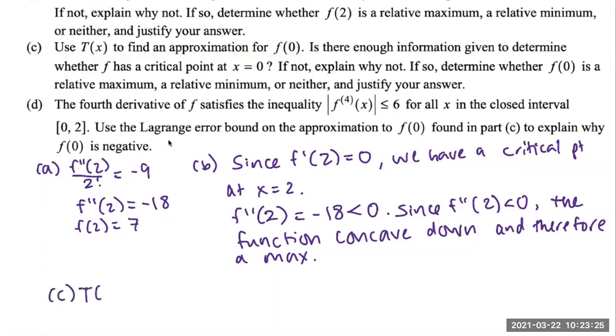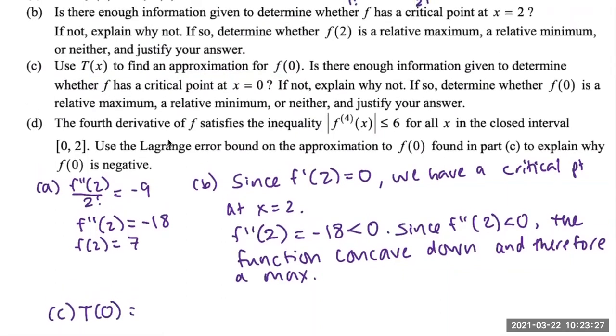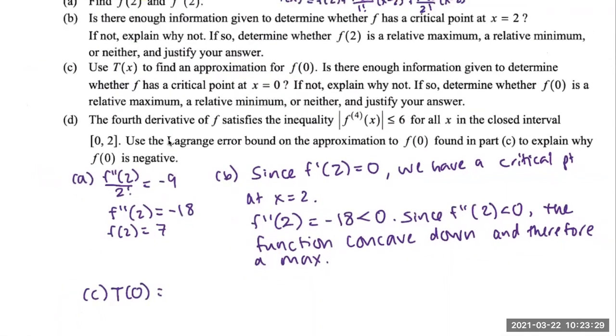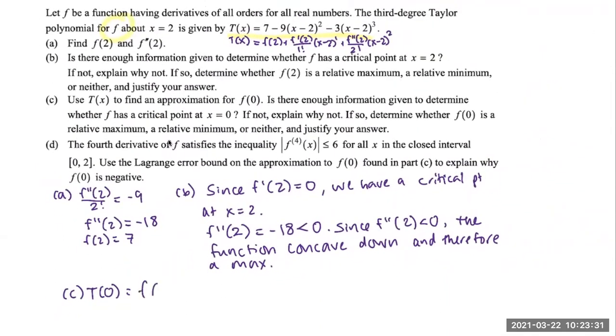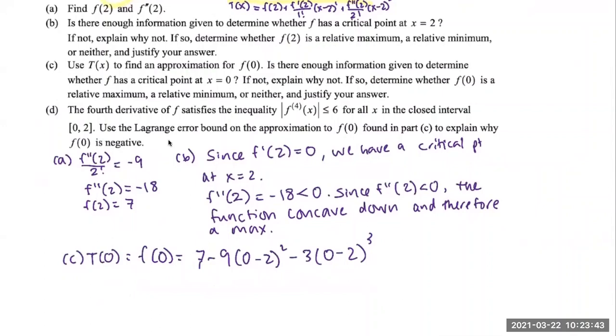If you didn't get to see, go ahead and find out what f of 0 is. T of 0 should be f of 0, and that's literally just using your series to evaluate this expression at 0.